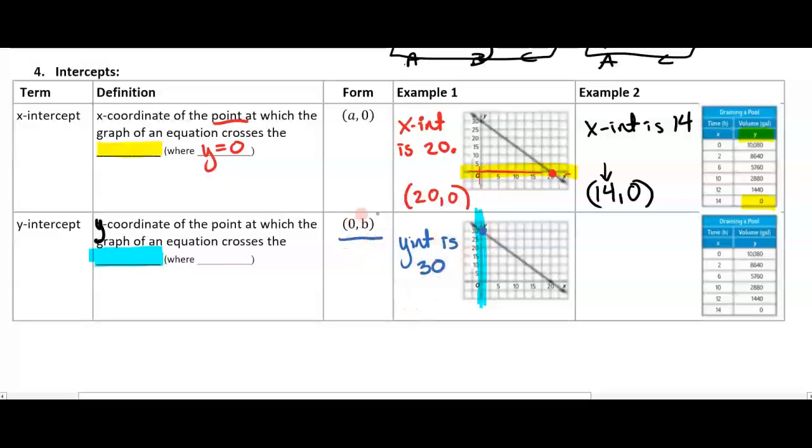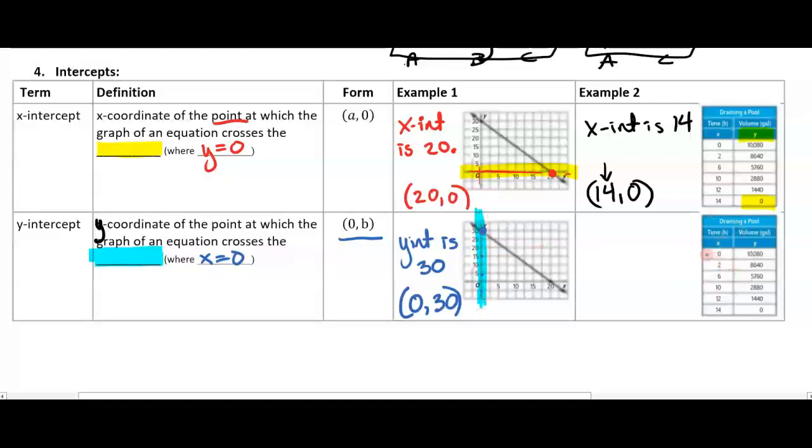Well, what are the coordinates of that point? I'm going to ask for this in the form of a coordinate point, and my x value for the y-axis is always 0. 0 here, 0 here, 0 here. X is always 0. So this is going to be in the form 0, comma, the y-intercept, b. So this answer in that form would be 0, comma, 30. Or in other words, my y-intercept is where x equals 0, because x always equals 0 on the y-axis.